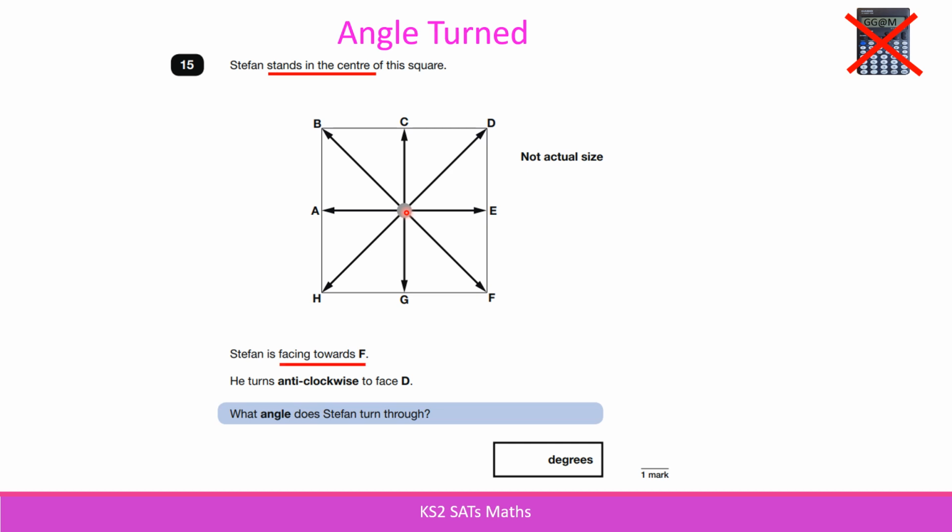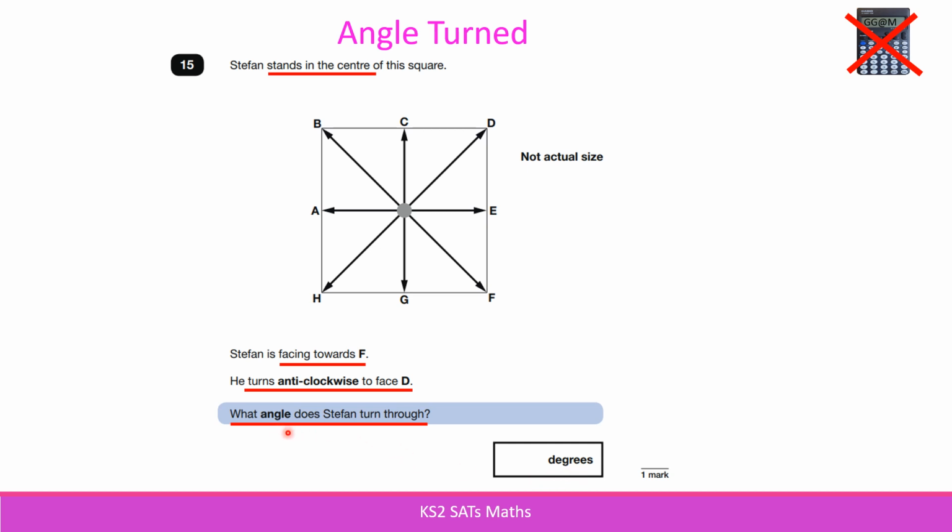He is facing F. So this is corner F in the bottom right hand corner. So this is where he is facing. He stood in the middle looking at F. He turns anti-clockwise to face D, which is the corner up here in the top right. And you've got to find out what angle Stefan turns through. You've got to write your answer in the box here to say how many degrees.